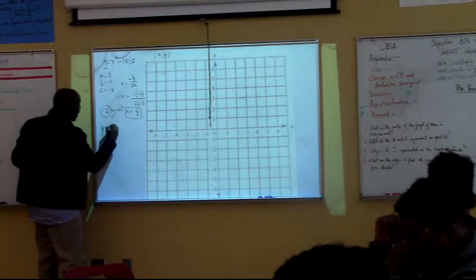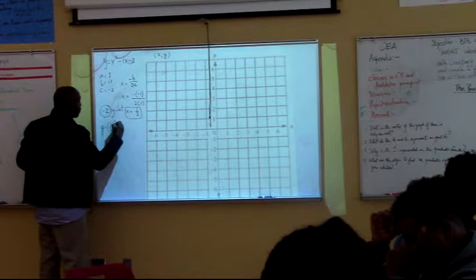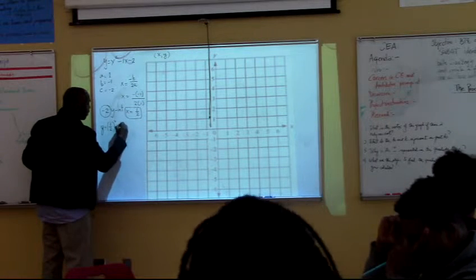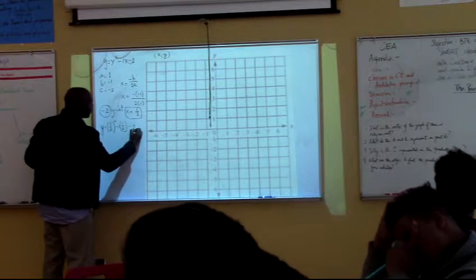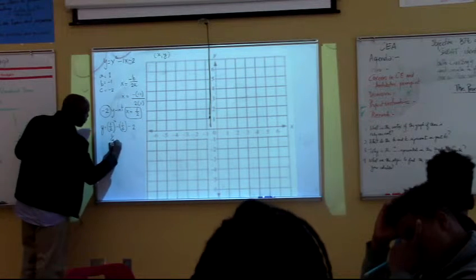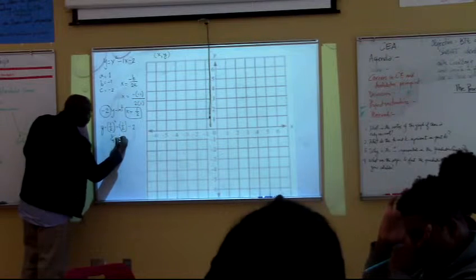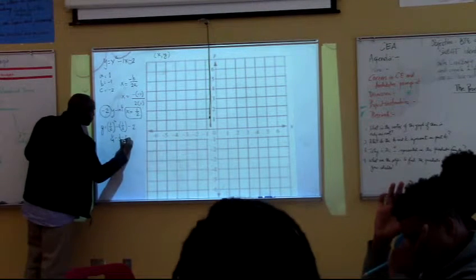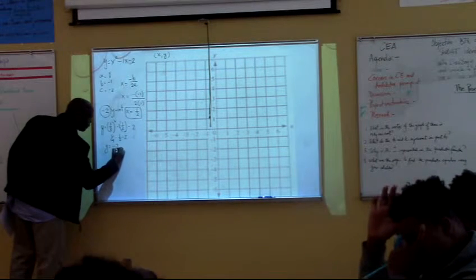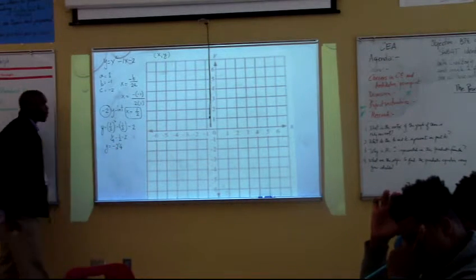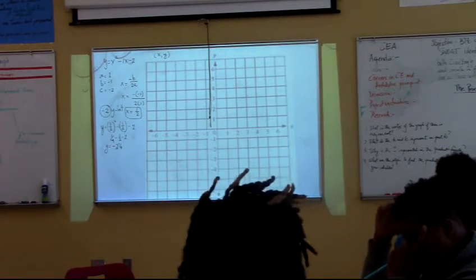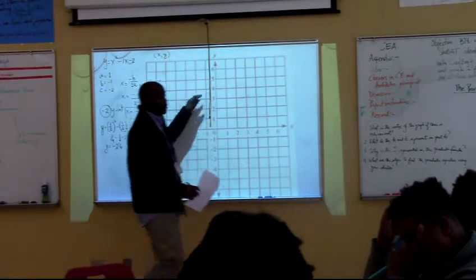So it's going to be a half squared minus 1/2 times 1 minus 2. So 1/2 squared is equal to 1/4, minus 1/2, minus 2. So y will be equal to negative 2 1/4. That's what y is equal to, negative 2 1/4.